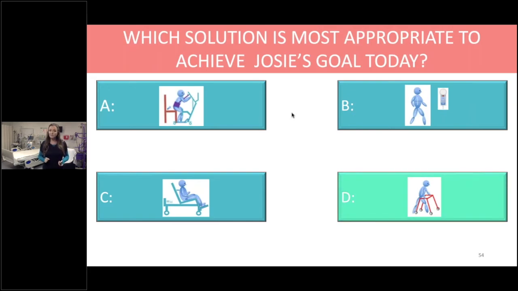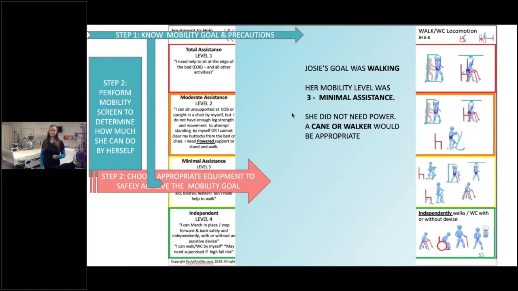A walker is the appropriate equipment. She was pretty steady with it, but you just didn't feel quite ready for her to go on her own. So she remains a level 3 minimal assistance, but she can use a walker.